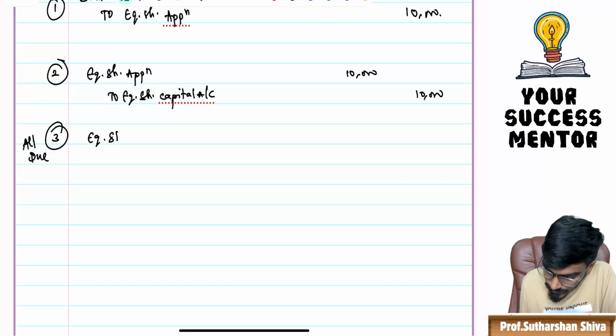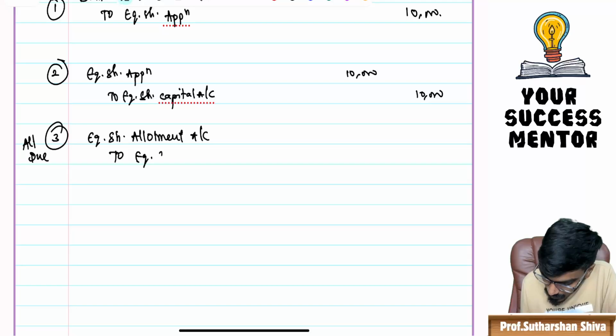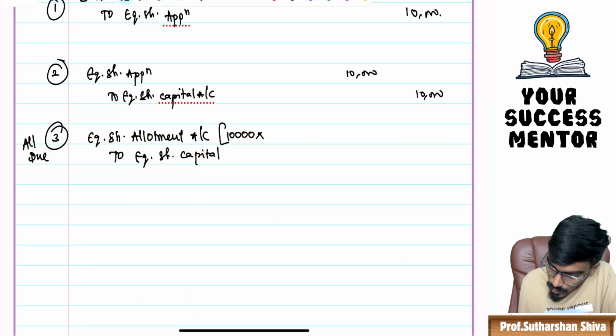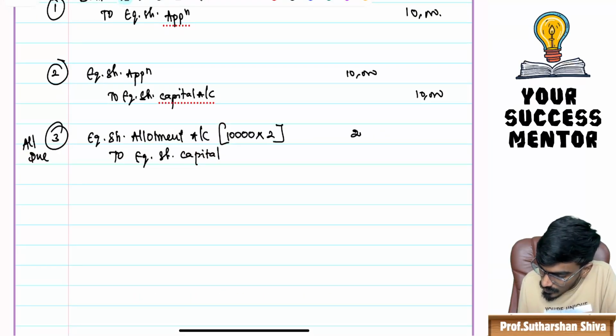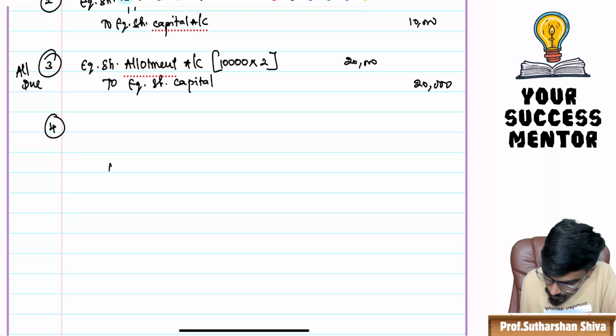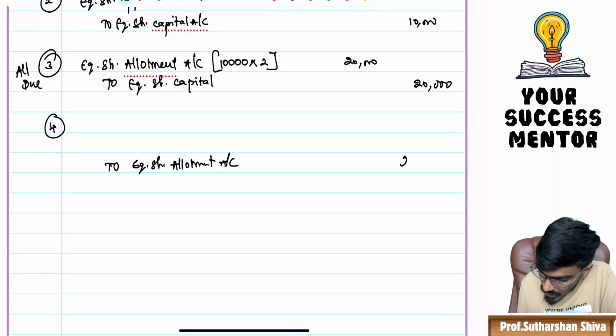Equity share allotment account debit to equity share capital from all the 10,000 shareholders. How much am I expecting from them? Just 2 rupees, which eventually gives me 20,000. Now this account I should reverse, so equity share allotment is to be closed to the extent of 20,000.